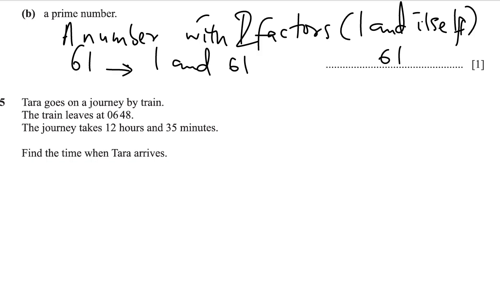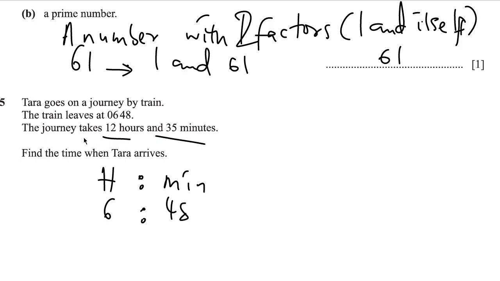Next question says, Tara goes on a journey by train. The train leaves at 6:48. The journey takes 12 hours and 35 minutes. Find the time when Tara arrives. So that's not hard. We're talking about hours and minutes, so you simply place the hour and then the minute here, right? The train leaves at 6:48, so the hours place is 6, the minutes place is 48.